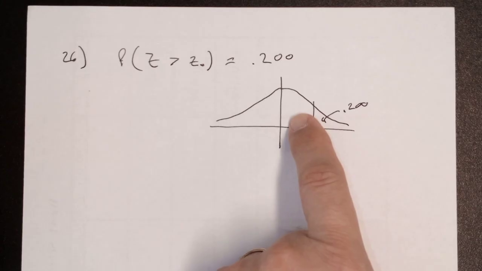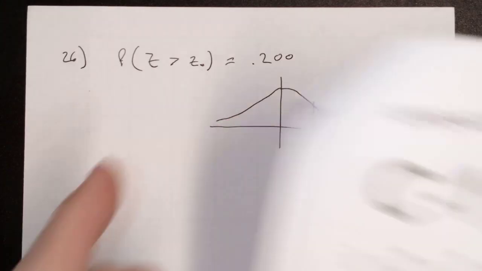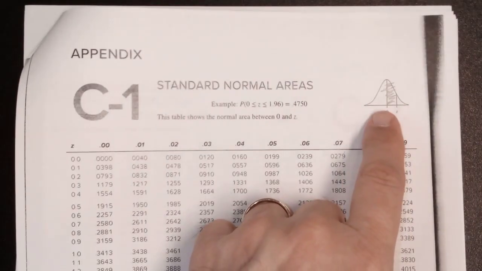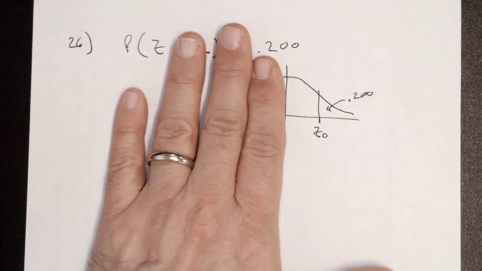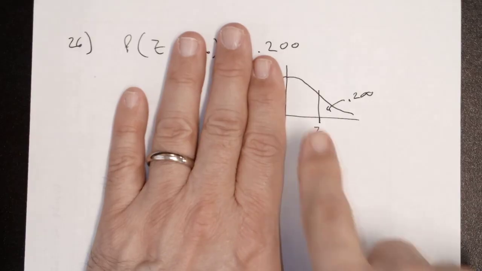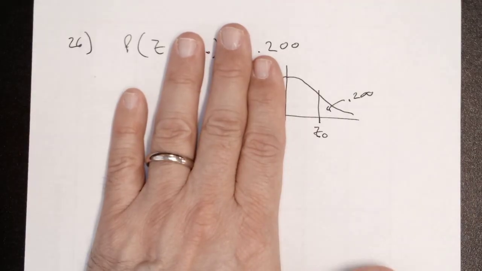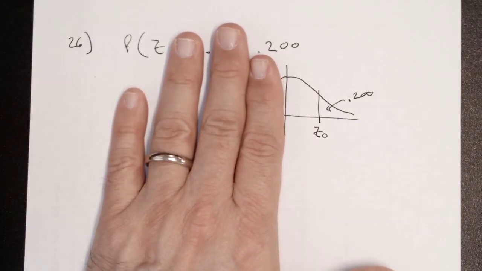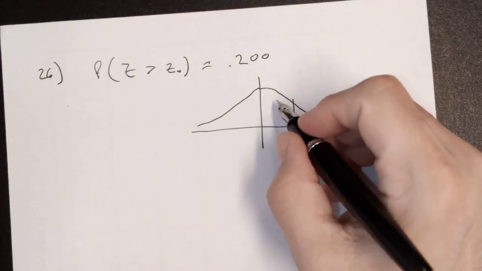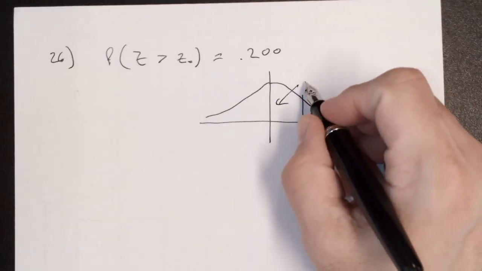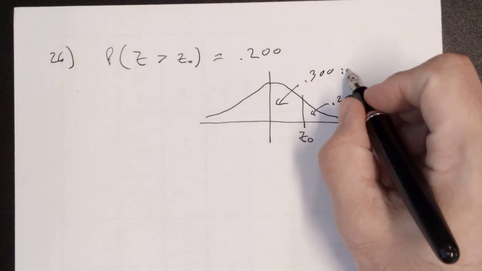Tony? Almost. 0.8 goes all the way off to the left, and this stops in the middle. So I want this bit, because that's only half the picture, right? So that right side from the middle over, that's 0.5, and I'm taking away 0.2 of it. So in table C1, I want to look up 0.3.